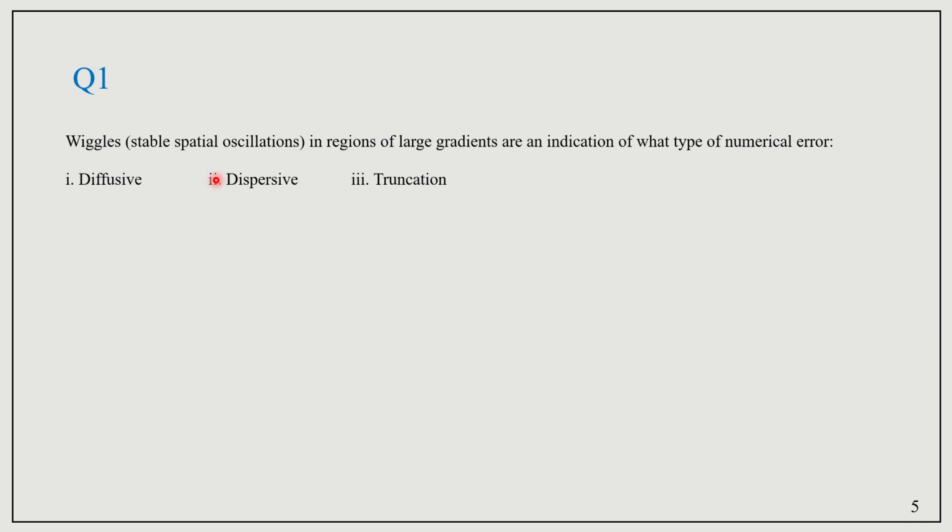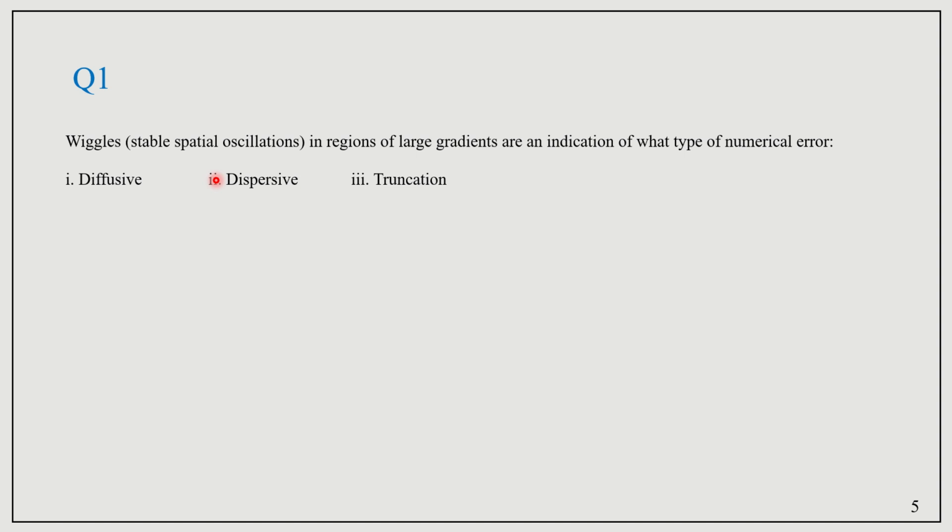In order to find that out, we need to know what diffusive error is. Diffusive error is nothing but numerical diffusion. It occurs due to numerical diffusion or dissipation. What happens is that it results in smudging of the results, and therefore the amplitude of the waves will be reduced. And next is the dispersive error.